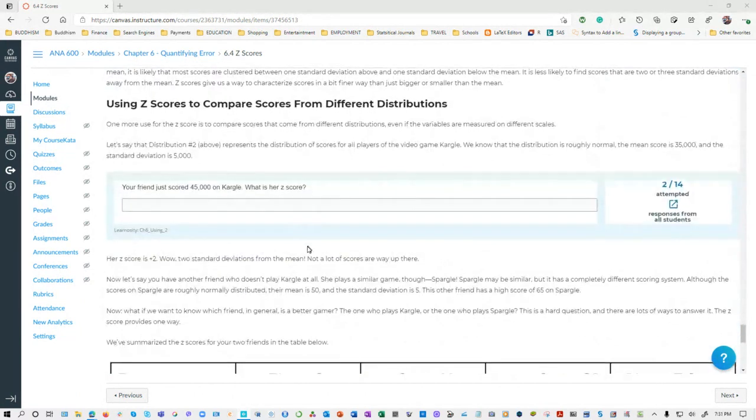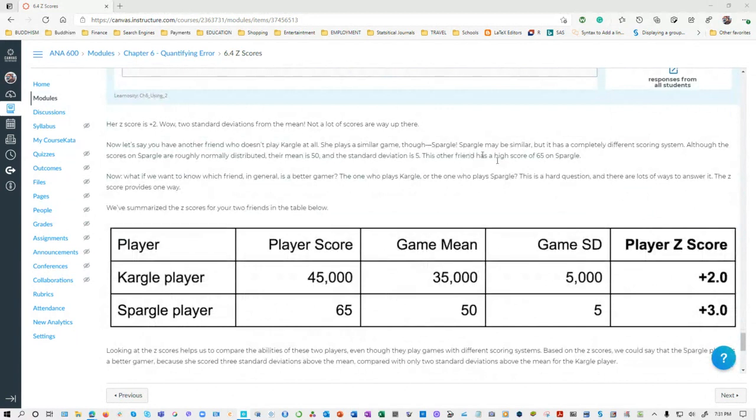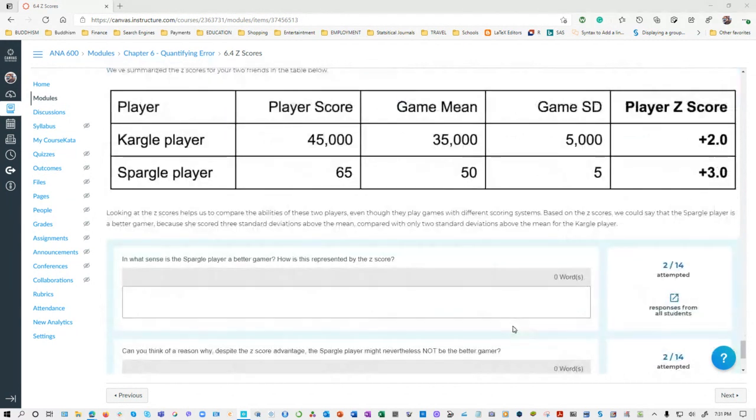Okay? See, you can compare different distributions with the aid of Z. You have a 45, that's a score. You're going to subtract this one and divide by that value. This minus that divided by that would give this one. This minus that divided by 5 gives you this one. See, now you can compare and see which one has the better value. Looking at the Z-score helps us to compare the abilities of these two players.